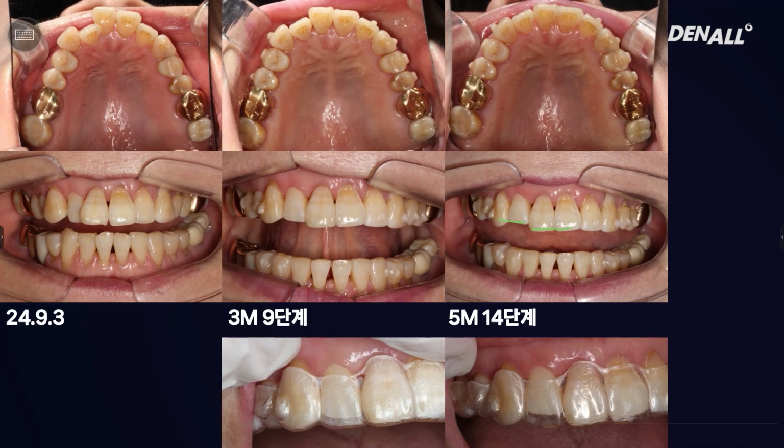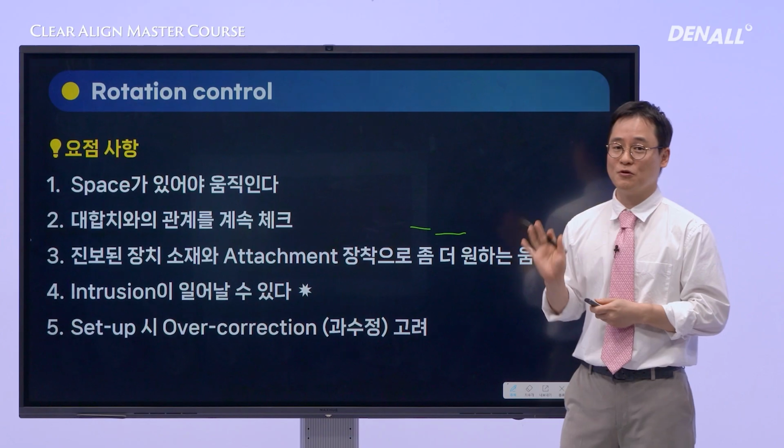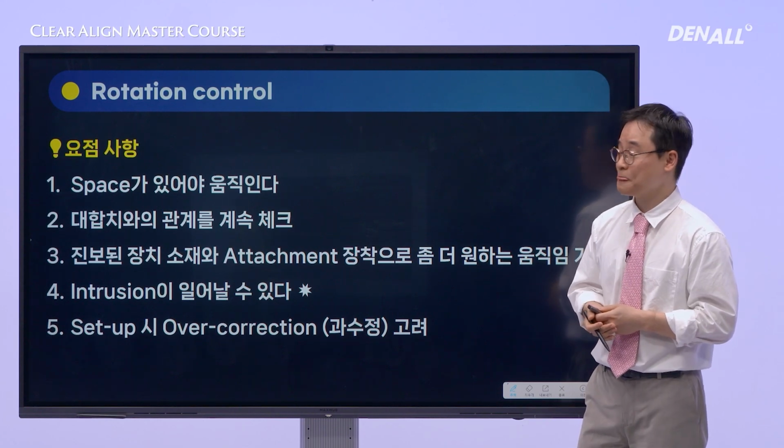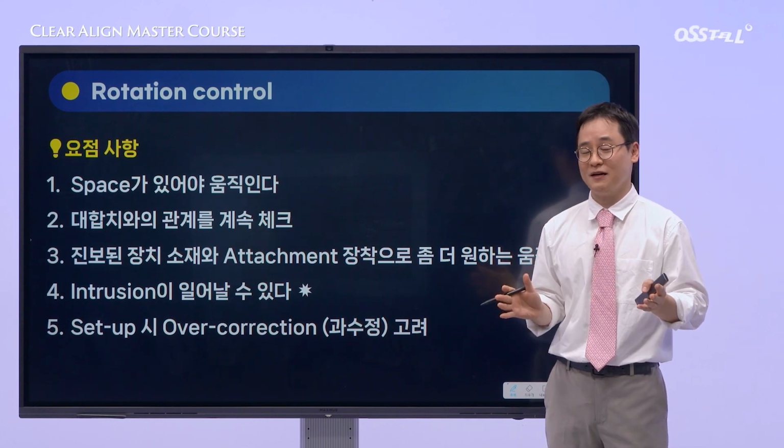Even if you don't need to completely remake the aligners, these cases still require close monitoring. So when issues arise, don't forget that it's crucial to make timely adjustments or request a revision. That's all for in and out movements. Many of you are already quite familiar with them.